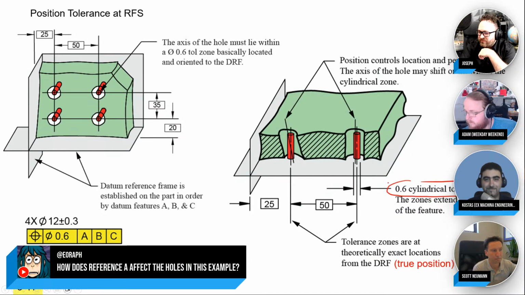Quick question that came up. How does reference A affect the holes in this example? That's a good question. You have to immobilize the part in 3D space. If I take my imperfect part right here, it's like, what do you want to look normal to? How do you want to align to the part? In this case, we're going to align to that A plane first, and that'll establish the initial 1 translation and then 2 rotations of the part. And then you're going to bump it down to our B plane, which will be our surface plate.